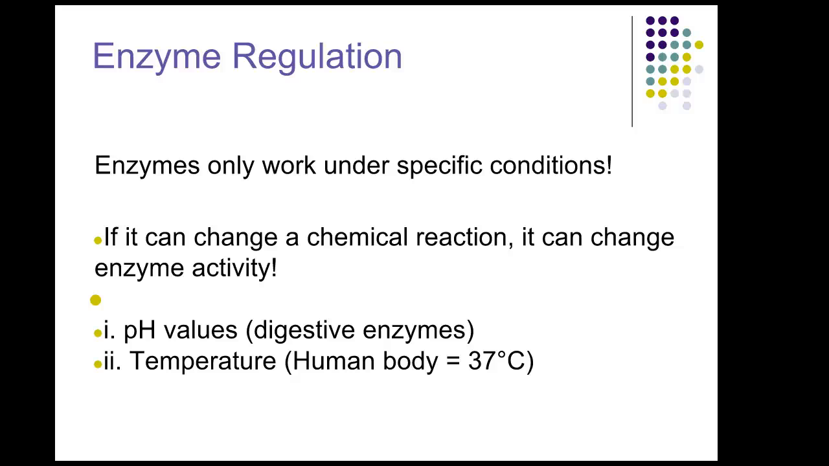So anything that could change a chemical reaction can also change enzyme activity. pH values. You can have certain enzymes that work in really acidic areas like your stomach, and then other ones that work in more neutral places like your saliva. Also temperature. We have different enzymes that work at different temperatures. For humans, our normal body temperature in Fahrenheit 98.6, you may have heard, is equivalent to about 37 degrees Celsius. So we have several enzymes that really like to work at that temperature, and then others that work at, you know, lower or higher temperatures within our body.